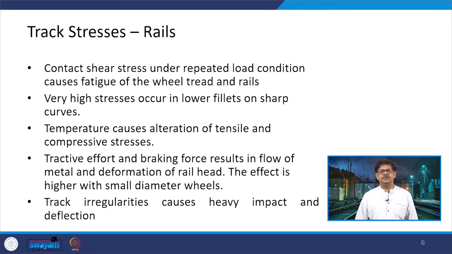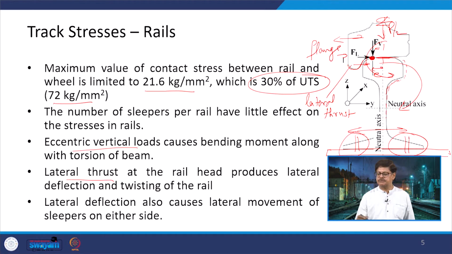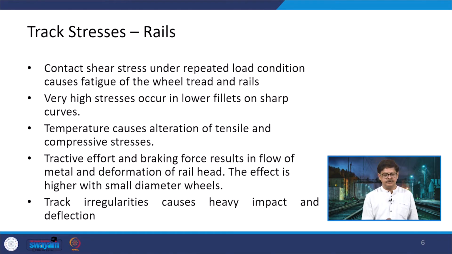Now, this contact shear stress under repeated load conditions causes fatigue of the wheel tread and rails. If this same thing keeps going on, whatever scenario we have discussed here, then finally there is a possibility of fatigue on the surface of the rail head, which is also called the tabletop, or there will be a problem at the corner or the side of the rail head. So, that fatigue condition is another issue which will be there because of this contact shear stress.